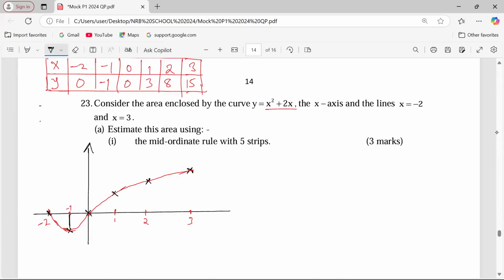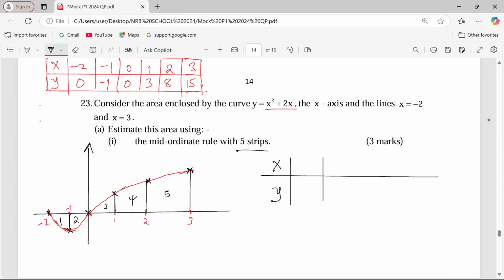We have what we call strips now, because we are taught to estimate using 5 strips. So we have 1, 2, 3, 4, 5. So the area can be divided into 5 strips that way. With 5 strips and the mid-ordinate rule, we are supposed to know that the mid-ordinate rule does not use the values of y, which we are already having. It uses the middle values. At these strips, what is the middle height at each strip?